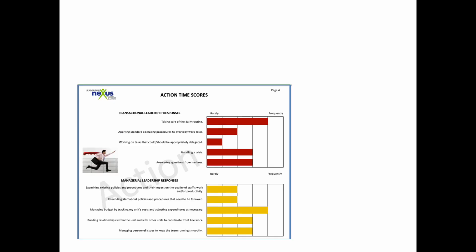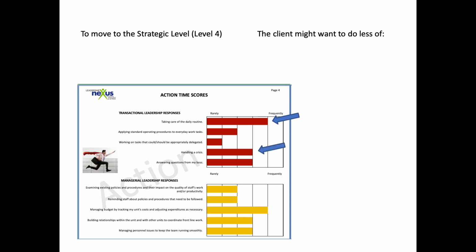For this individual to move into the strategic level, a level more representative of their actual position, we can first focus on some of the actions they might want to do less of, specifically taking care of the daily routine, handling a crisis, managing budget by tracking my unit's costs and adjusting expenditures as necessary, building relationships within the unit and with other units to coordinate frontline work, and managing personnel issues to keep the team running smoothly.